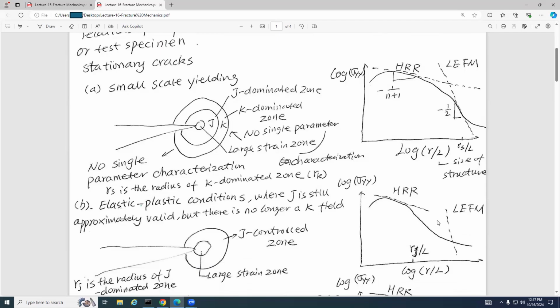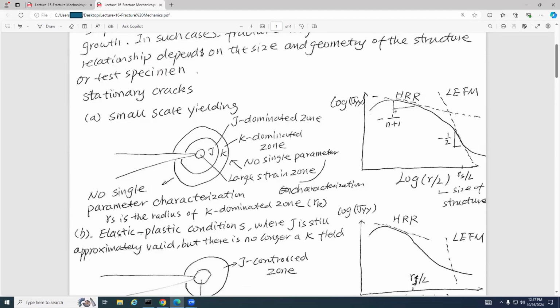For small scale yielding, you can see here, this is sigma YY going up, and this is log r over 2. This is the size of the structure, and this is a logarithmic figure. This is HRR, and this is LEFM. For this area we can use LEFM, and for this area we use HRR to describe.